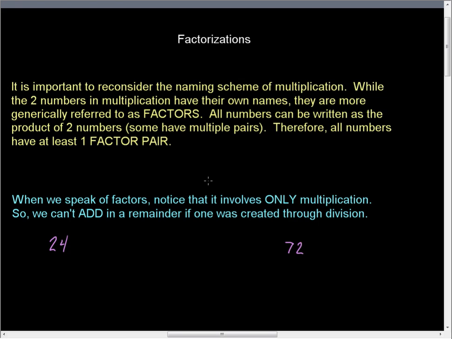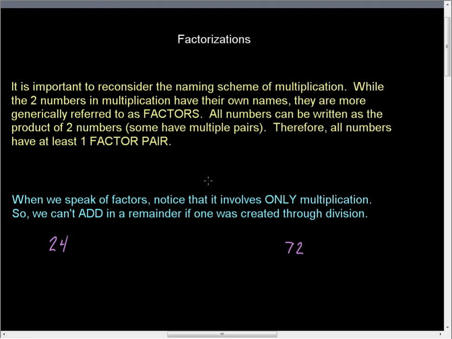In this video, we're going to be considering factorizations. And now, it's important to reconsider the naming scheme that we had for multiplication. We had two numbers that we're multiplying. One is called the multiplicand, and one is called the multiplier. While those two numbers and their names have very specific meanings, we have a more generic term. If you have two numbers that multiply to some other number, those two numbers are also known as factors.